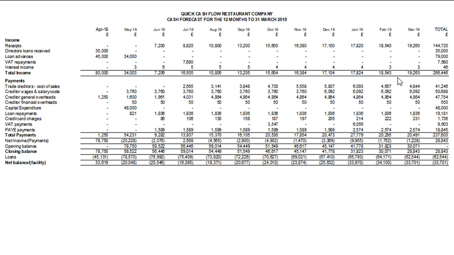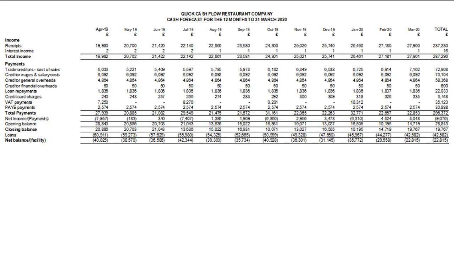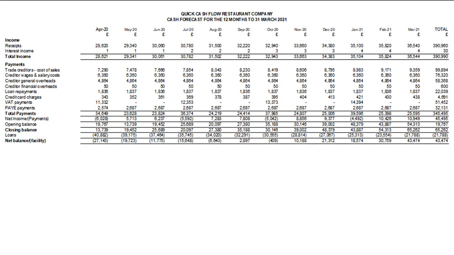And this format is very much accepted by banks, would be accepted by investors and so on, because it's very clear, it's very concise, and it shows all the inflows and outflows of your business. And then you can go to the next 12 months and then the next 12 months after that.